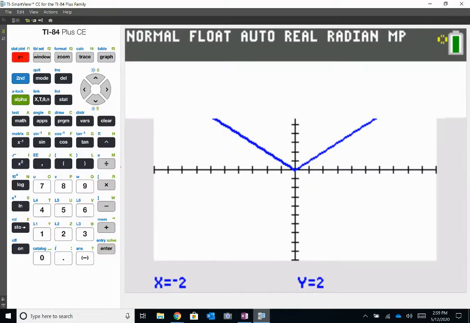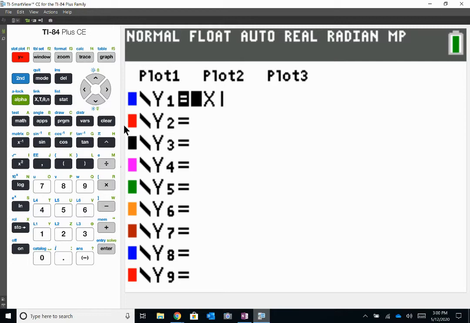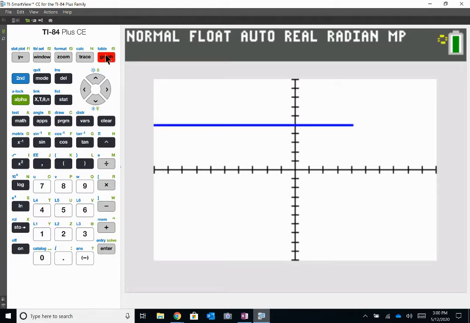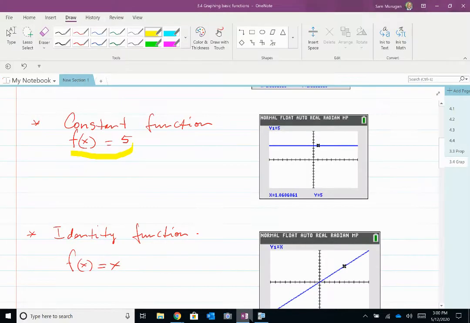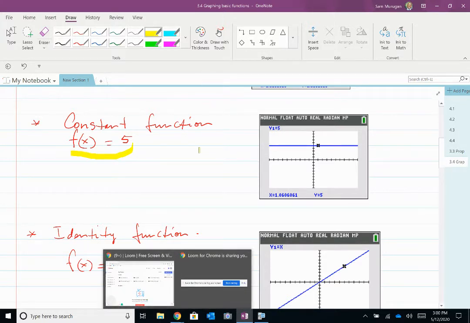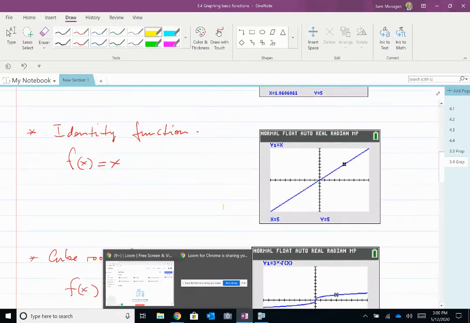So calculator, y equals, clear, and enter 5, and graph it. And we see that horizontal line. If you ran a trace anywhere on that line, no matter what x value you choose, the y value would always be equal to 5. Okay? Guys, the goal here is that you're able to recognize these functions without graphing them. So I'm just giving you the option to recognize them without graphing them.